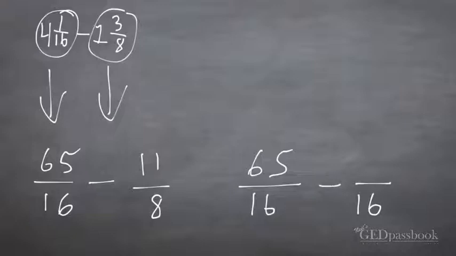what did we multiply this 8 by? It was 2, right? To create this 16, the matching denominator. So you do the same thing to the top. 11 times 2 is 22. So now all you do is 65 minus 22. This is an exact replica of what we were doing before.